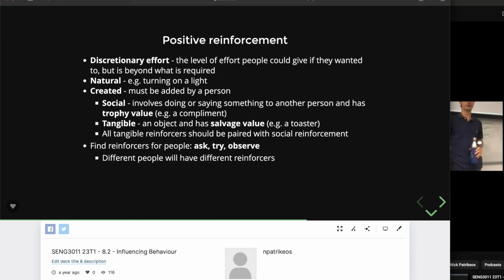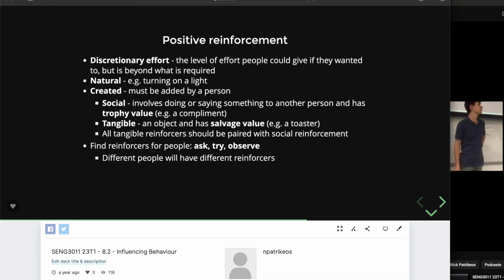So positive reinforcement. And what I was saying before about people getting up in the morning and working overtime and doing it just because they want to, that's what we call discretionary effort, which is the level of effort people could give if they wanted to, but is beyond what is required. And that's, again, how businesses succeed.